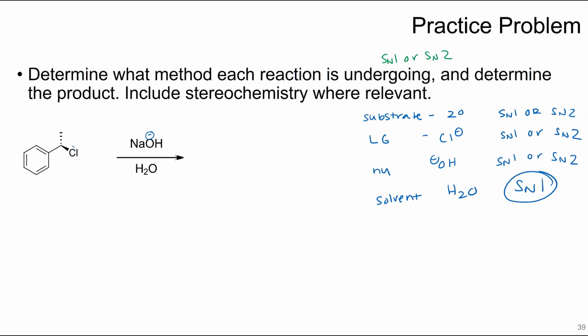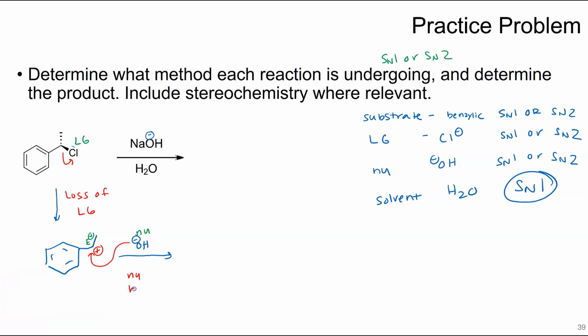So my reaction is going to go SN1. So I have my leaving group. So leaving group will leave. Actually, the substrate here is benzylic. This is loss of leaving group. So I have an OH minus. This is my nucleophile. This is the electrophile. I'm going to do a nucleophilic hug. And the OH gets added there.